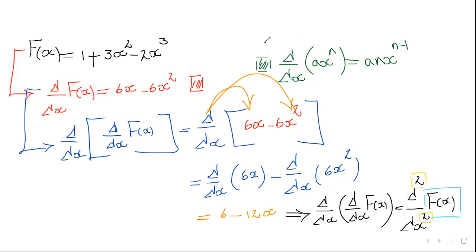If you do this to the thing that we did, it becomes what? I'm just going to write it here. It becomes the expression that we got here, 6 minus 12x. That's essentially the second derivative concept that we talked about.